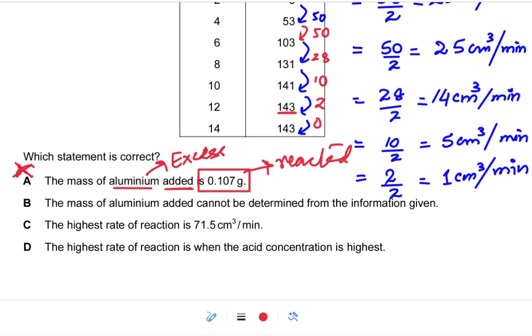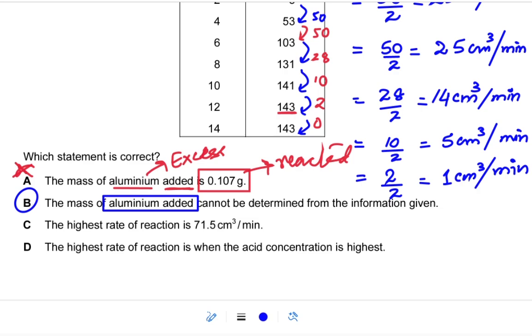This is a very tricky question. You must focus on all of the information and all of the bullet points given to you. So part B is: the mass of aluminum added cannot be determined from the information given. Definitely we cannot calculate the mass of aluminum added. We cannot calculate how much mass was used in the experiment unless we are given some information.